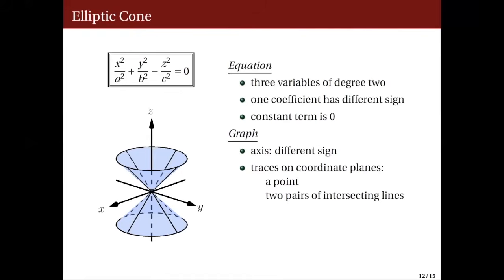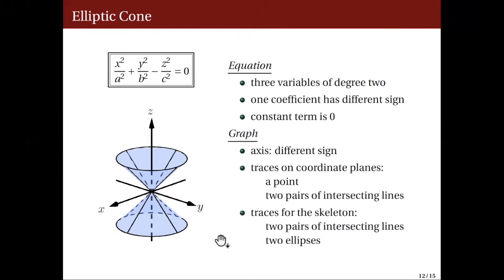Aside from these traces, to draw a skeleton for the quadric, we also need two ellipses. These ellipses are drawn on planes perpendicular to the axis of the quadric surface, just as how we did it for the elliptic hyperboloid of one sheet and two sheets.